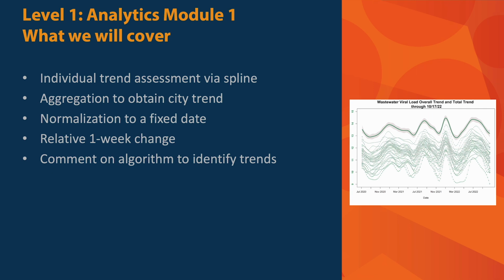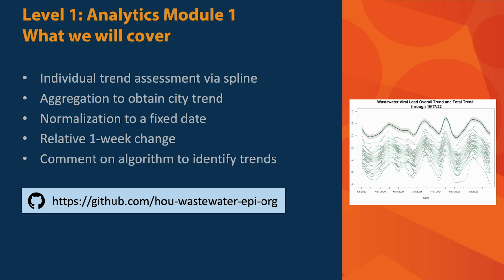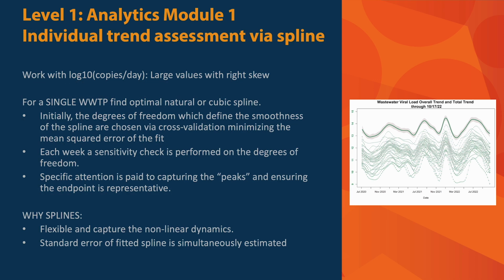First topic is individual trend assessment via spline. We transform the copies per day to the log 10 copies per day and fit a natural spline. More details on the specifics is found on our GitHub. That will have practice R code.